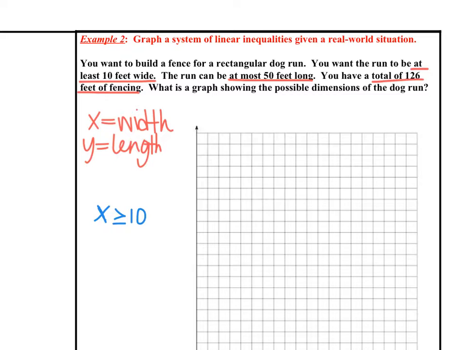Does that mean less than? Haley, what would the next one be? Y is less than or equal to 50. Right.